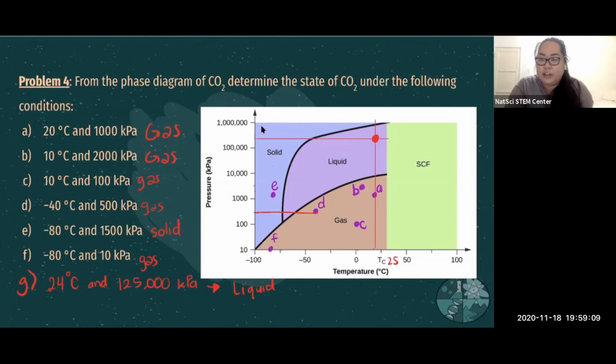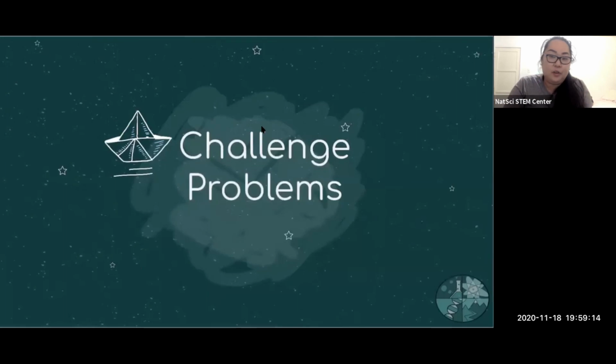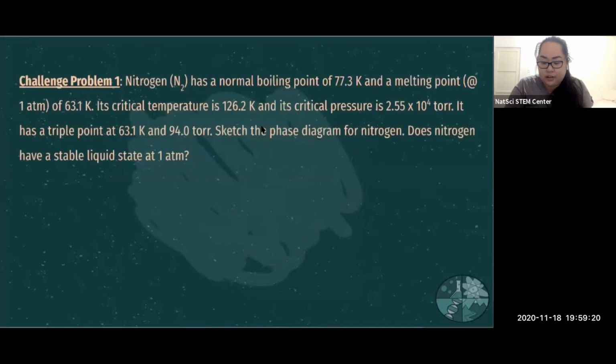So let's look at the challenge problems. I gave you 2 challenge problems, and in one of them you have to draw your own phase diagram, given the information provided. You can screenshot this, but this is recorded, so you can just go to the end of the recording when you receive it. I asked you to sketch the phase diagram for nitrogen, and my question is: is nitrogen in the liquid state at 1 atmosphere of pressure?